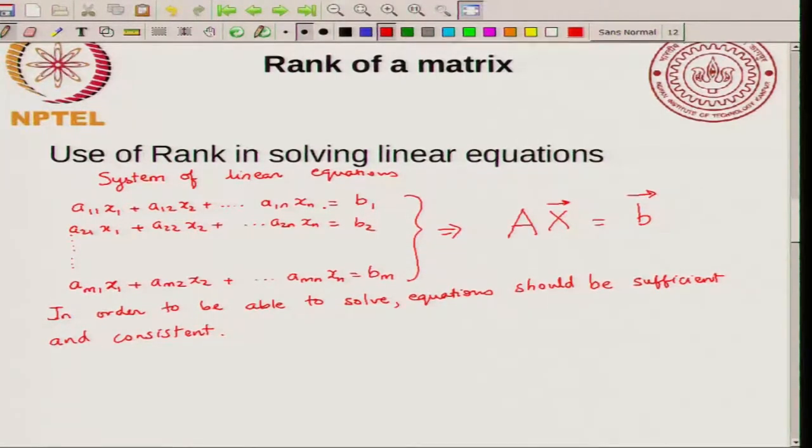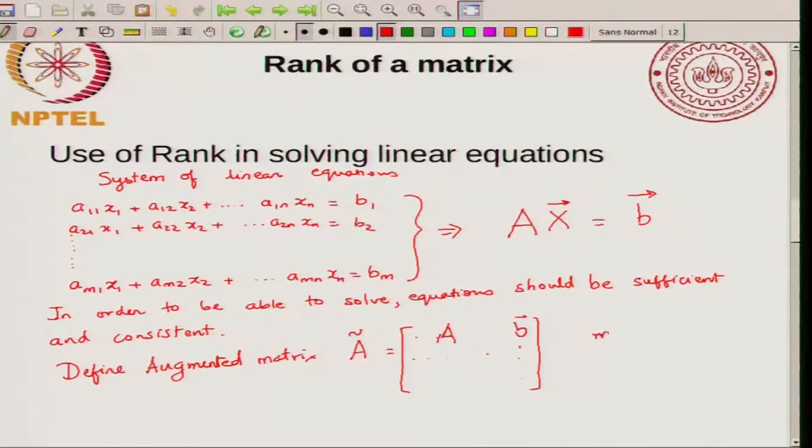So now we can express this in a very nice form using the rank of a matrix. This condition can be expressed in a compact way using the rank of a matrix. So we'll define an augmented matrix, A tilde. It basically looks like A, with a column of b put right on the right side. So you have all the elements of A, and then one extra column containing the elements of b. So this is an m cross n plus 1 matrix.